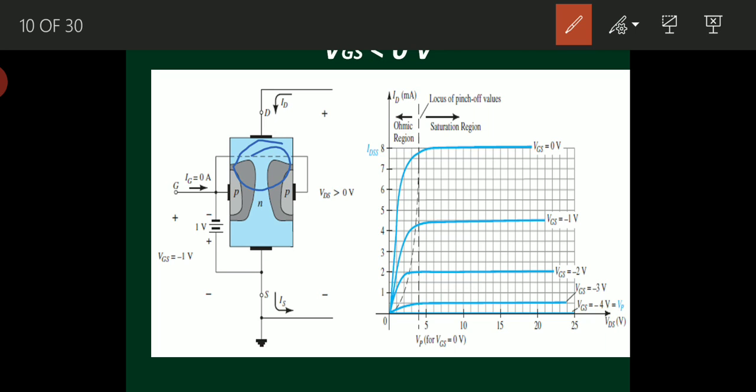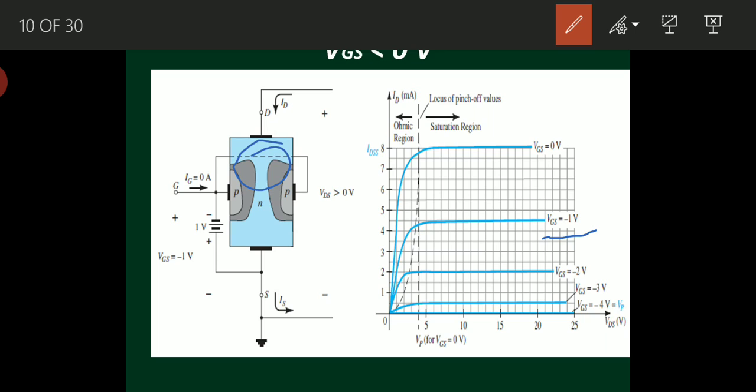So what will happen? Reverse bias increases much more than previous, VGS equal to 0. So what will happen? Reverse bias is increasing much more if I give negative voltage here. So what will happen? Pinch off condition will occur early. Okay, that's why when VGS equal to -1 volt, pinch off occurs much more earlier than previous condition, VGS equal to 0.